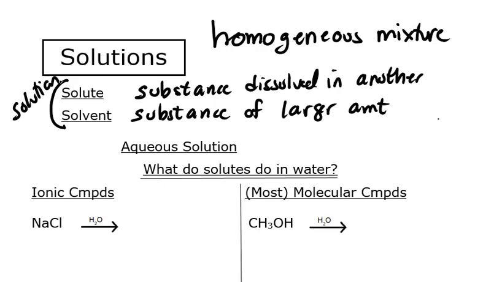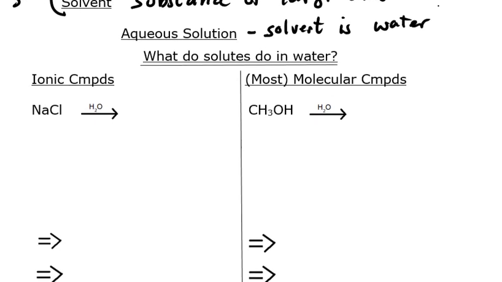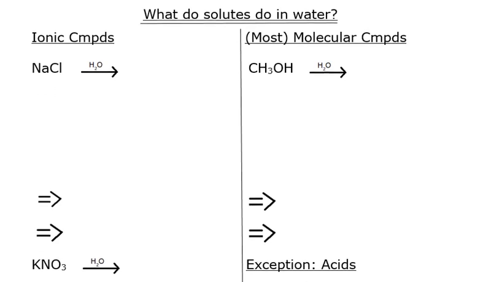And it is also possible to have more than one solute in a solution. And specifically, an aqueous solution is a solution where the solvent is water. And those are the most common solutions that we discuss in chemistry. All right, now as far as dissolving processes, what do solutes do in water?